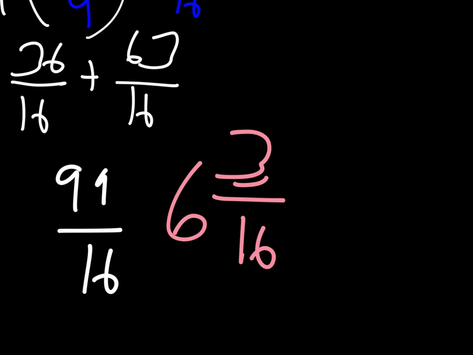Okay. So, let's check our answer. You always check your answer in math. The way we do it is we multiply the denominator by the whole number, add the numerator, and bingo. Keep the same denominator. 16 times 6 equals 96, plus 3 equals 99 over 16. Alright, that is our answer.